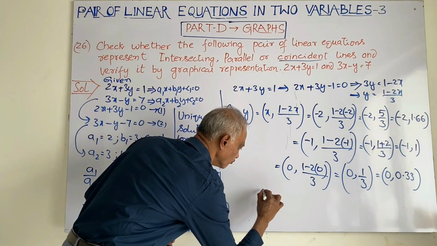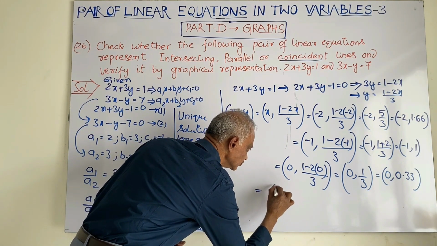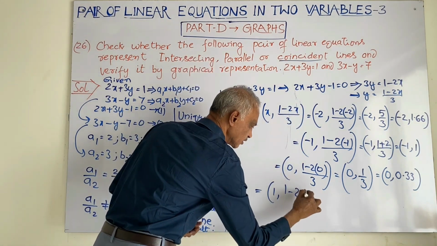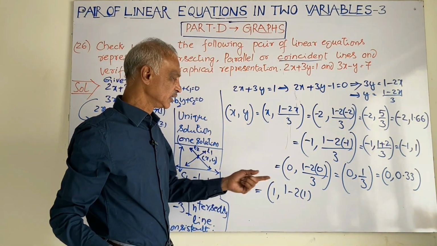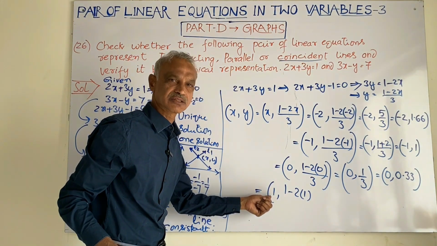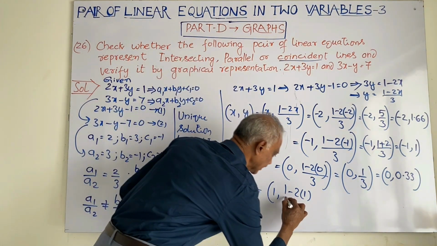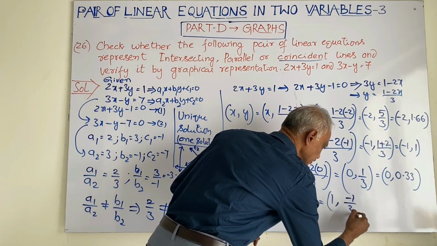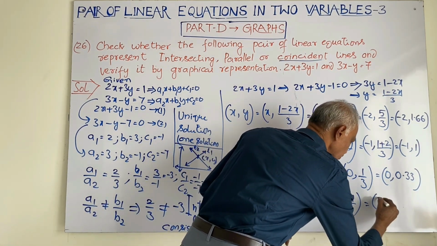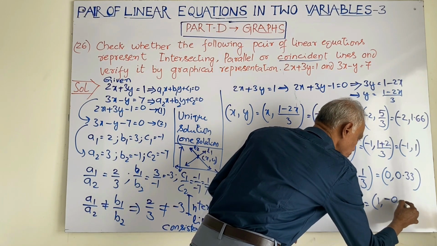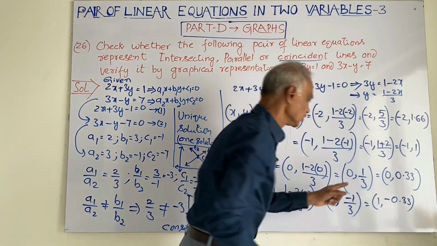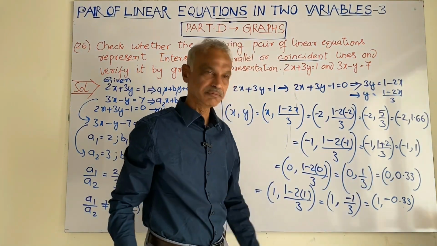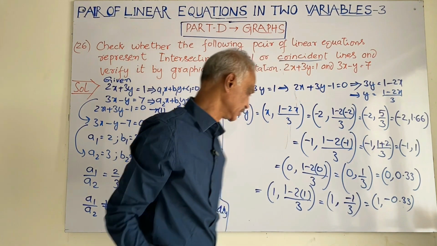Next I will take 1. In place of x, substitute 1 here. You will get 1 minus 2 into 1 by 3, which is 1 minus 0.33... 1 by 3 means 0.33, here minus 1 by 3 means minus 0.33.